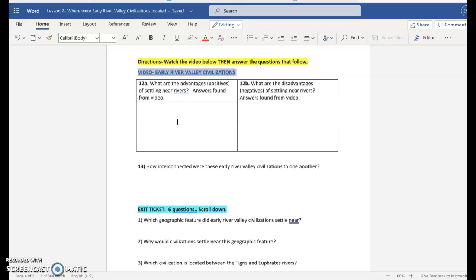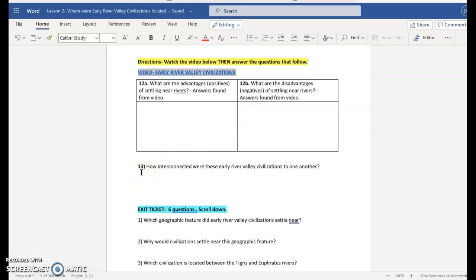So early river valley civilizations, it talks about how it was created, how they lived their life. It talked about how living near a river, there were positives and negatives to living near this geographic feature. So 12A, what are the advantages, positives, of settling near rivers? So living near rivers, what was so great about it? And then 12B, what are the disadvantages, negatives of settling near rivers? So from the video, you will pull out the answers. So we know that there are positives and negatives to living near rivers. And all you're going to do is double click right here and write out your answers.